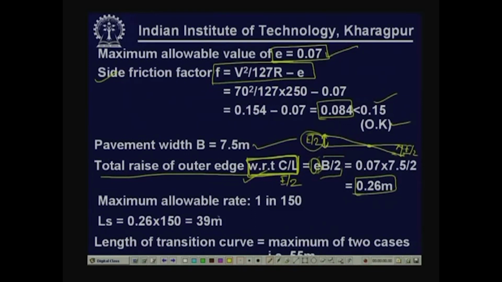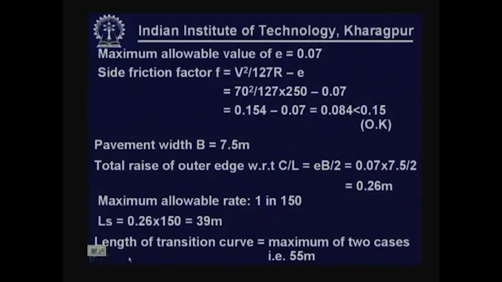So, what is the length required considering the rate of 1 in 150? It is 0.26 into 150, so 39 meter. So, what should be the design length? Maximum of these 2 should be used. So, maximum of these 2 is about 55 meter.